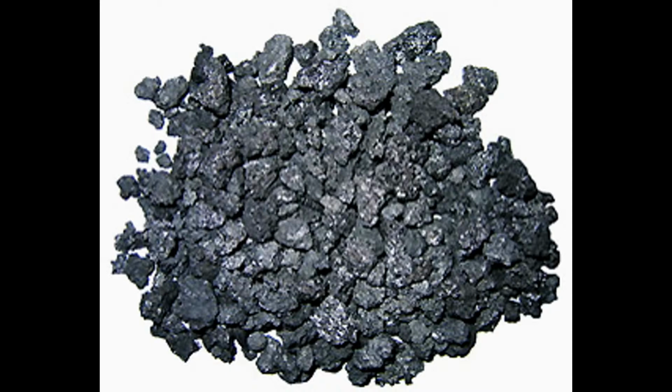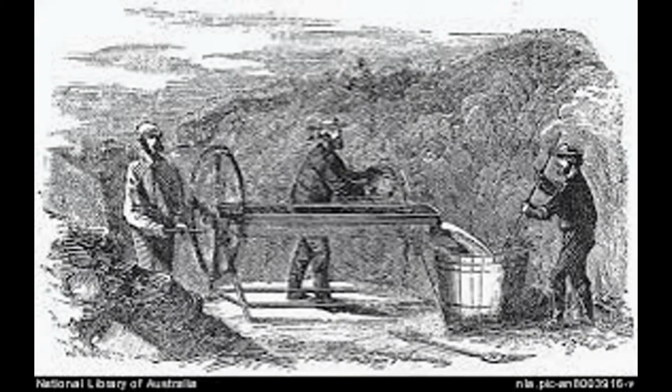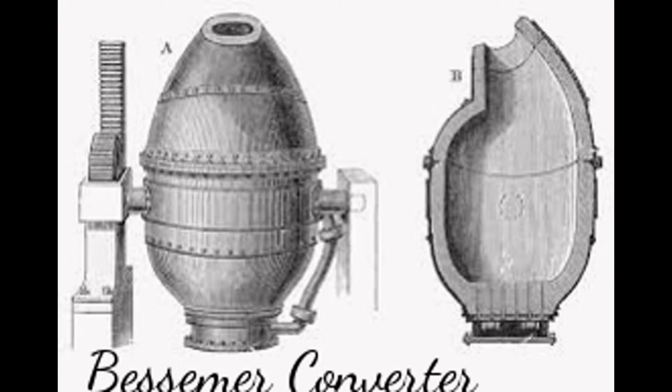Iron use was greatly improved because iron makers discovered how to get pure iron out of the ore. They used coke, a leftover fuel from coal that has a high carbon content, to melt the ore. Sir Henry Bessemer created the first process for manufacturing steel inexpensively in 1856, which later led to the Bessemer converter.